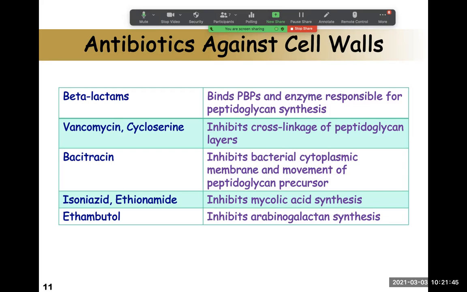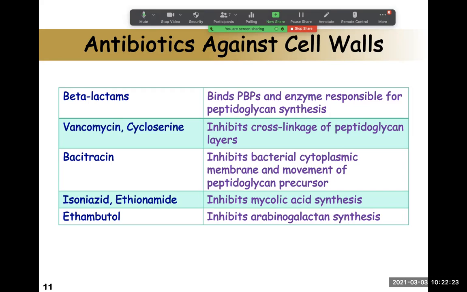And then vancomycin and cycloserine inhibit cross-linkage of peptidoglycan layers. Peptidoglycan biosynthesis is extremely complex. We can talk about it some other time if you're interested, because my lab worked a lot in this area. And then bacitracin inhibits the inner or cytoplasmic membrane, and this basically prevents the peptidoglycan precursor from moving into the peptidoglycan synthetic pathway.